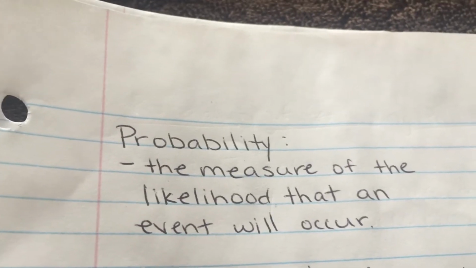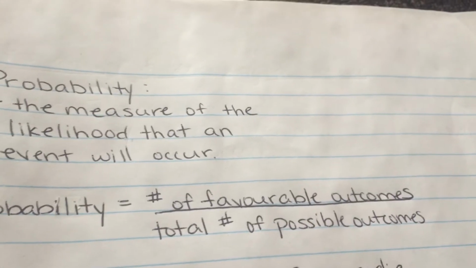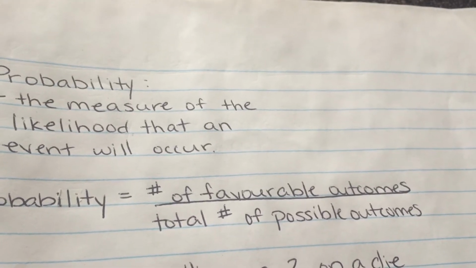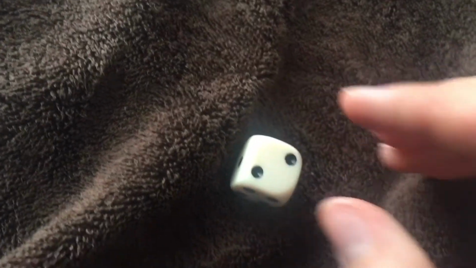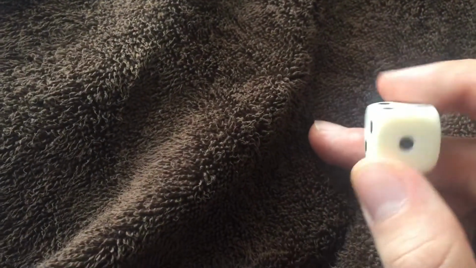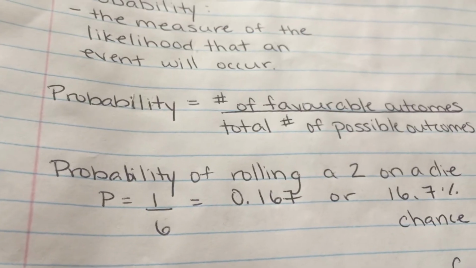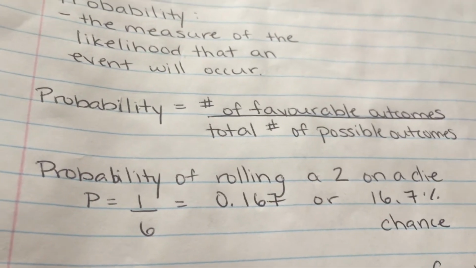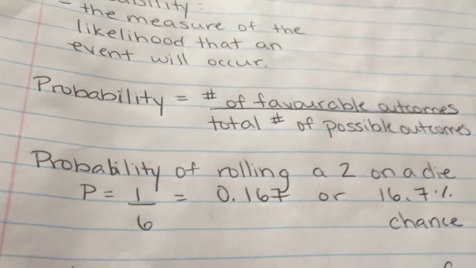Probability is the measure of the likelihood that an event will occur. To find this, you use the formula: number of favorable outcomes over total number of possible outcomes. So for example, if I want to find the probability of rolling a 2, I would have 1 favorable outcome, which is rolling a 2, and 6 total possible outcomes because it's a 6-sided die. So the probability of rolling a 2 on a die is 1 divided by 6, or a 16.7% chance of rolling a 2 on one die, or any number.